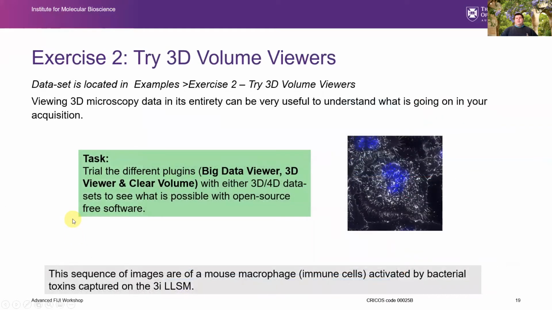So the second exercise is to try the 3D volume viewers that we've just gone through and that you've installed in your version of FIJI. There's a folder called Exercise 2, Try 3D Volume Viewers, and there are some data sets in here that you can use to open and preview.